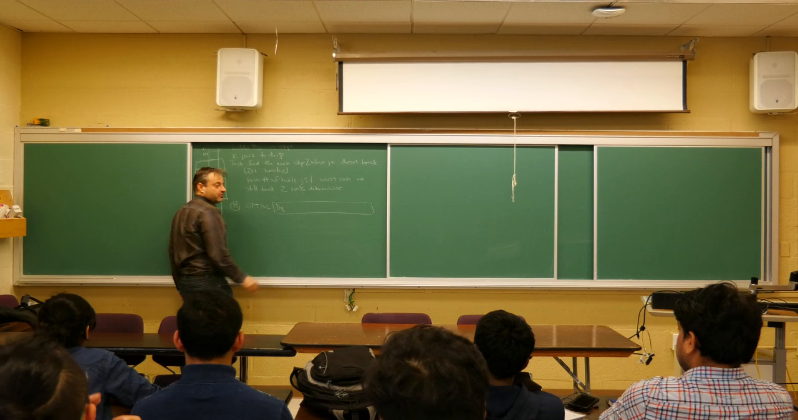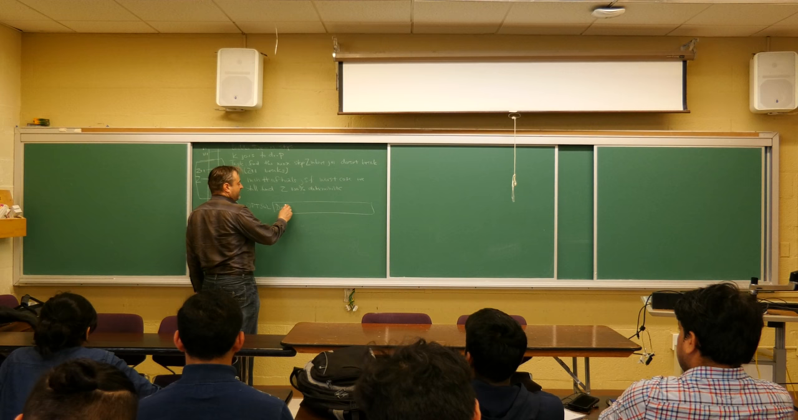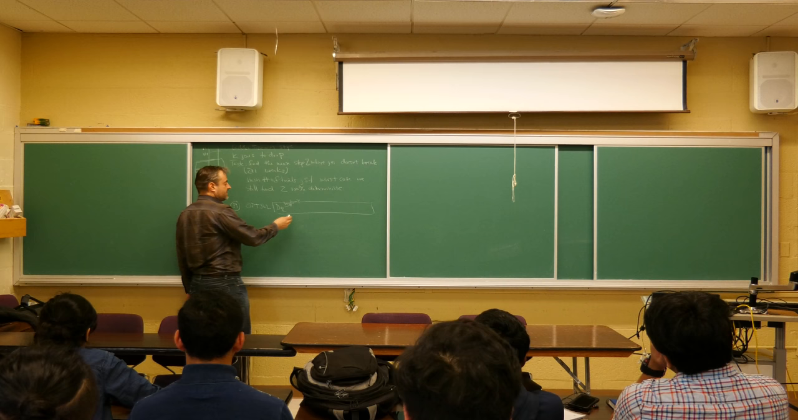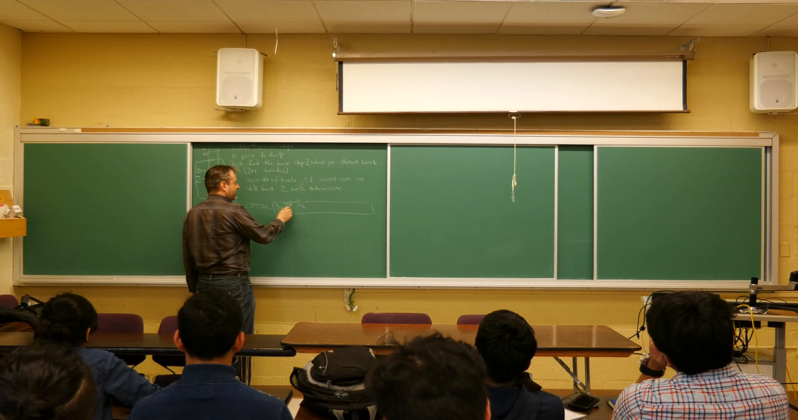Then how would this solution look like? If it breaks, what would the next step be? Lower, n by 4. And if it doesn't break?